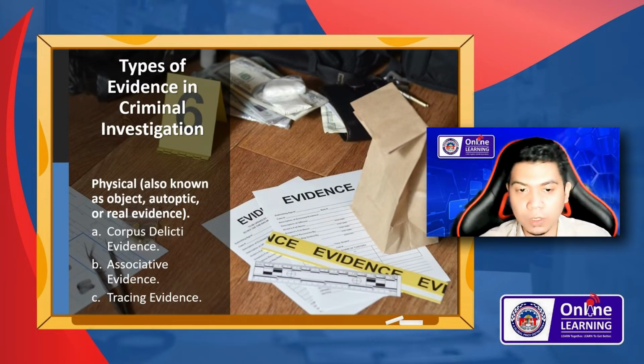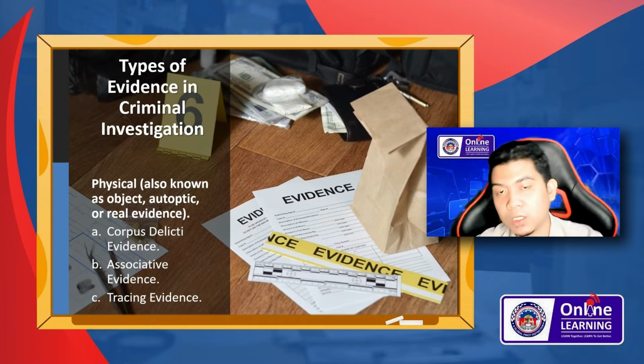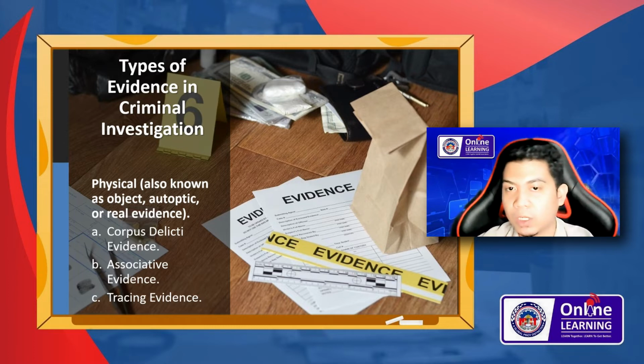So the first one is the physical, also known as object, autoptic, or real evidence. These are physical objects used as evidence, which are obtained through searches at the scene of the crime. Okay? So we have three types of physical evidences. The first one is the corpus delicti evidence, the next one is the associative evidence, and the next one is the tracing evidence. When we say corpus delicti evidence, this is the body of crime evidence.